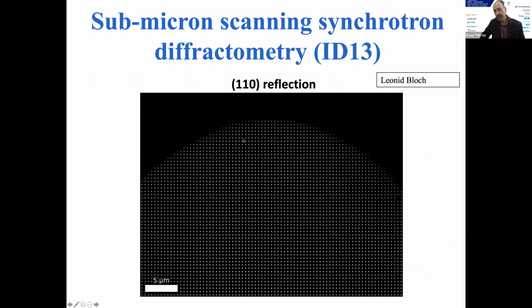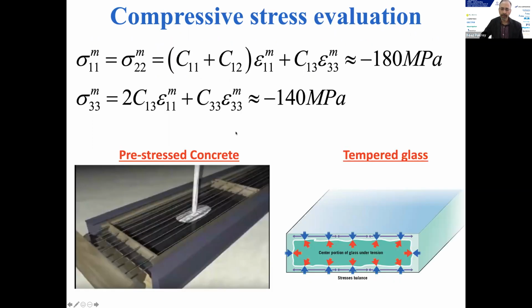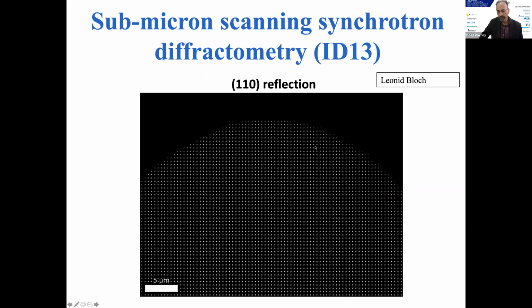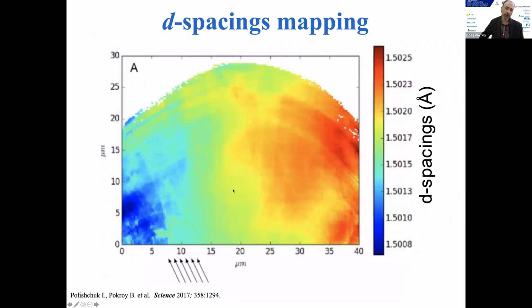Now, we moved this on a bit further, and we looked at the cross-section of one of these lenses that you can see here. This is again on ID13. And again, we can raster through different areas of this lens, have a diffraction pattern at each one of these points. And when we do that, we can do several things.